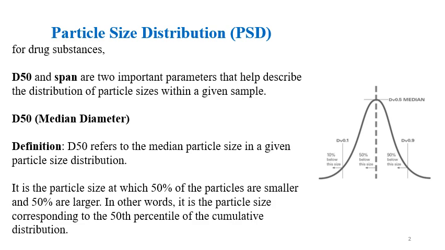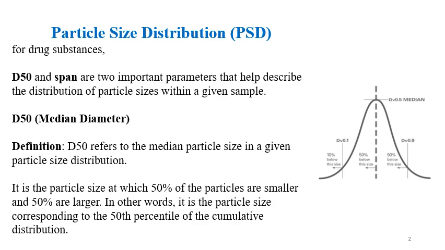D50 is the median diameter. D50 means the median particle size in the given particle size distribution. It means 50% of the particle population is smaller than the D50 value and 50% of the particles are bigger in size than the D50 value. It is the particle size at which 50% of the particles are smaller and 50% are larger. In other words, it is the particle size corresponding to the 50% of cumulative distribution.